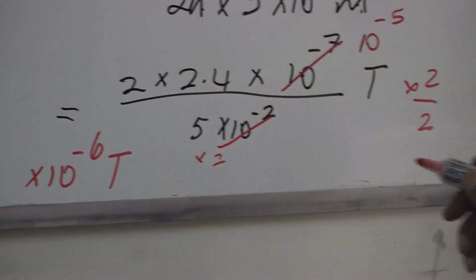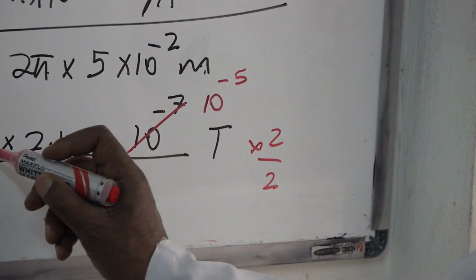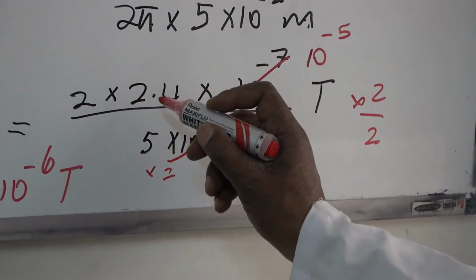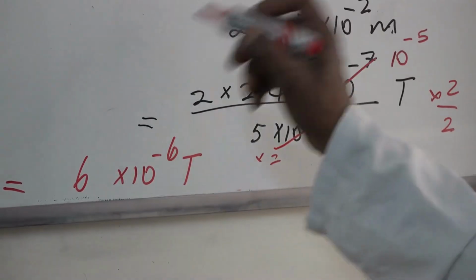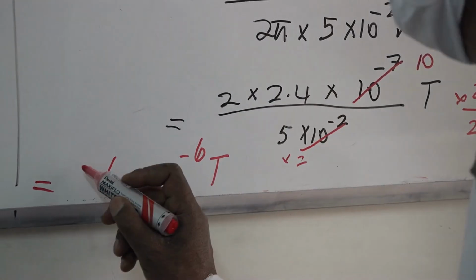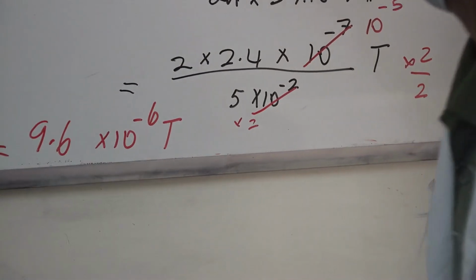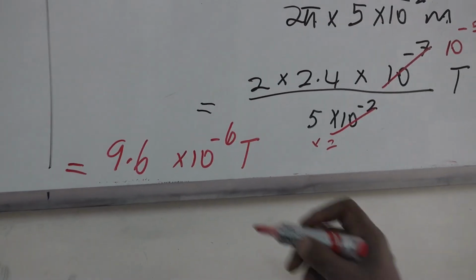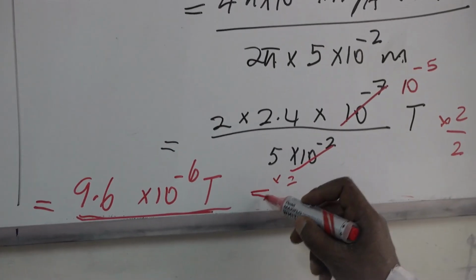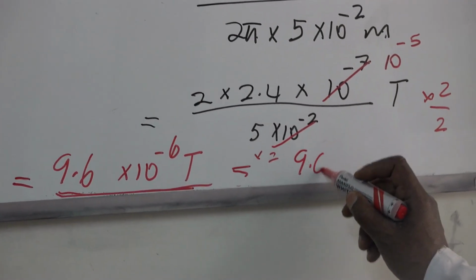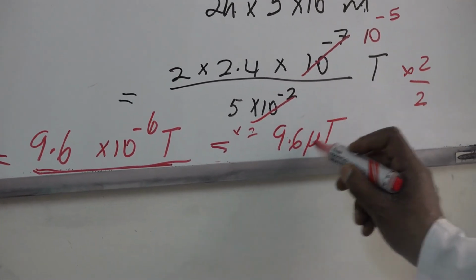How about the numbers? So 2 times 2, 4. 4 times 4 is 16, 4, 1 would be carried over to the left. 4 times 2 is 8. 8 plus 1 gives you 9.6. So 9.6 times 10 to the power of minus 6 Tesla. Either you can call it like that, or you can use a prefix and call it 9.6 micro Tesla.